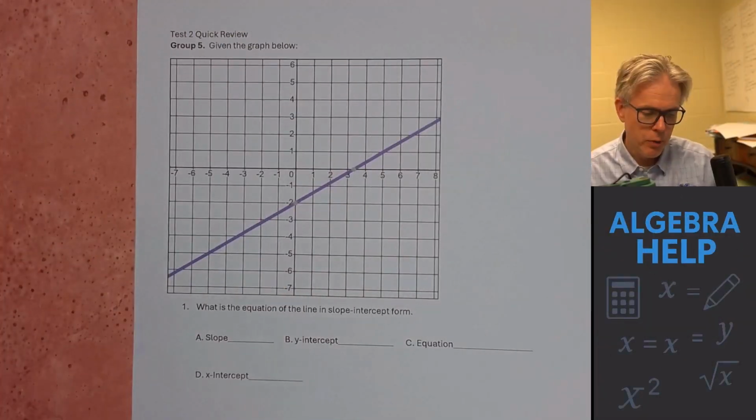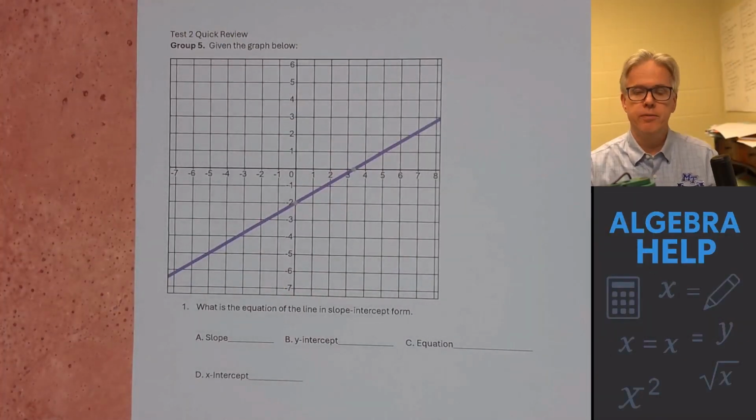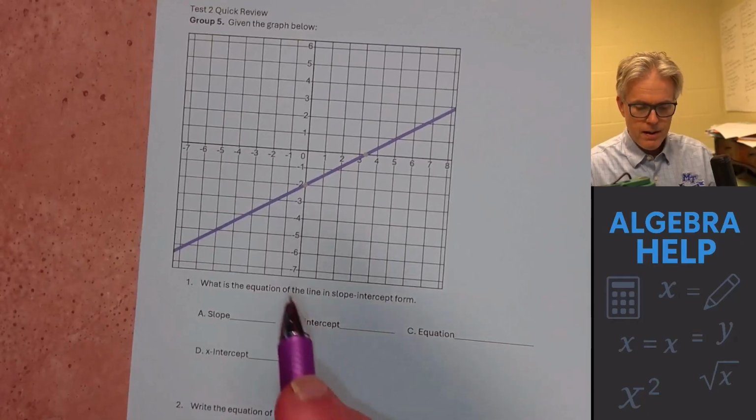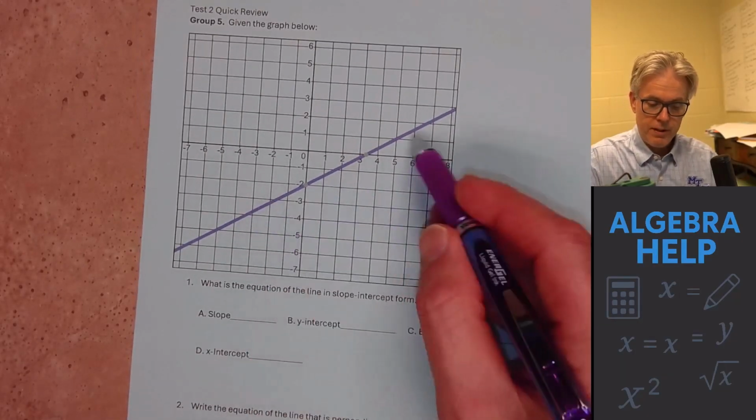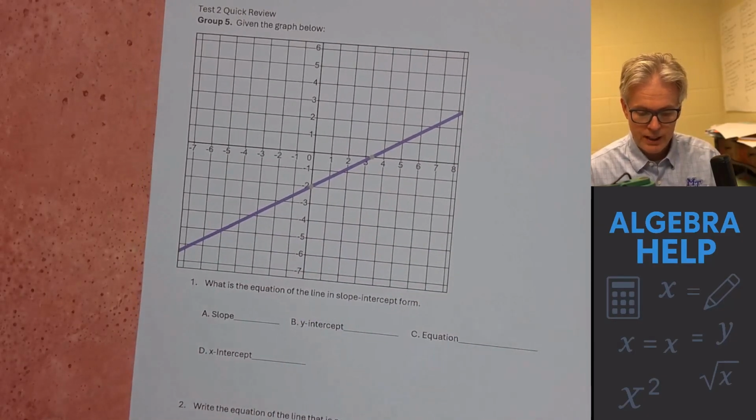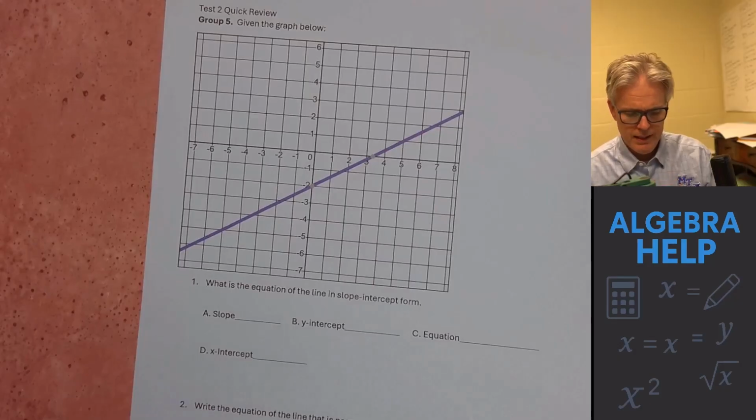All right, this is Group 5, the quick review for Test 2. So here I've given you an equation that's already been graphed, and you've got to find the slope, y-intercept, the equation, and the x-intercept. Let's see what we got here.